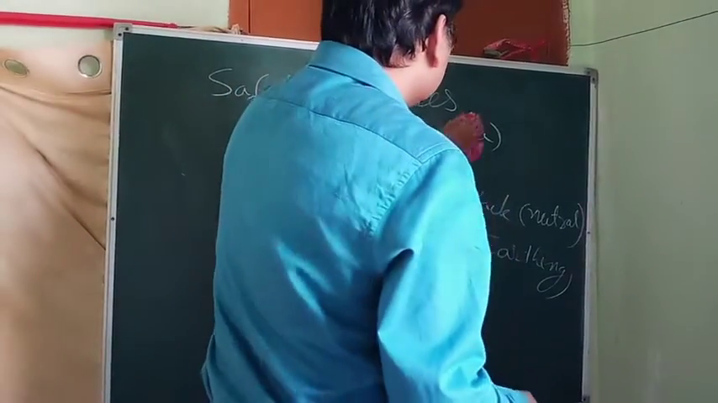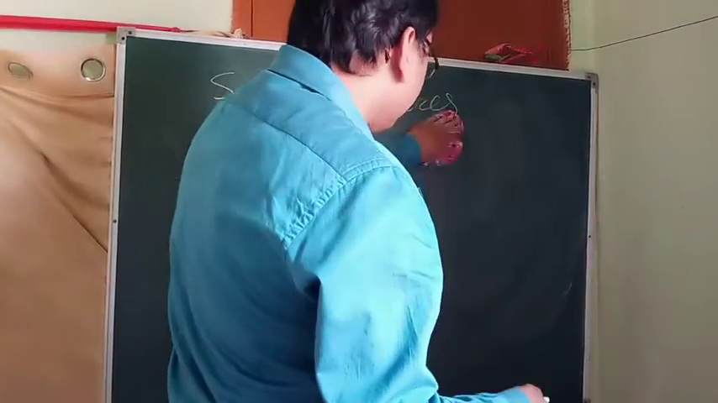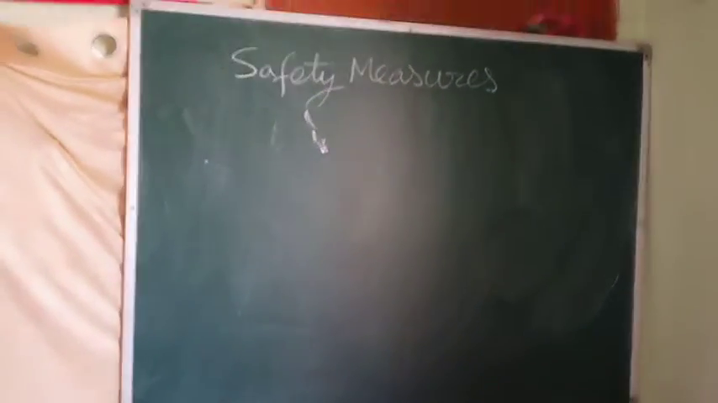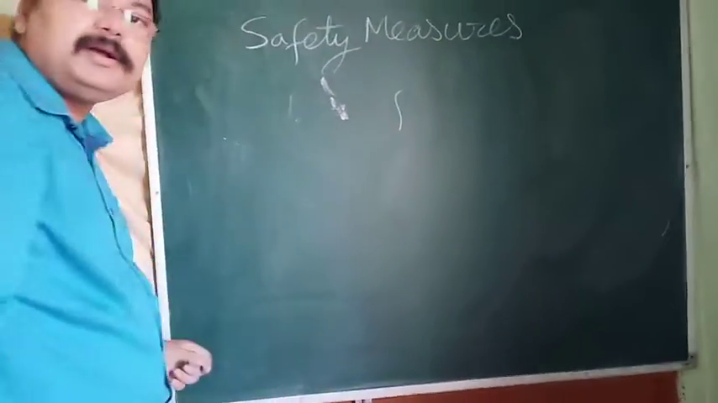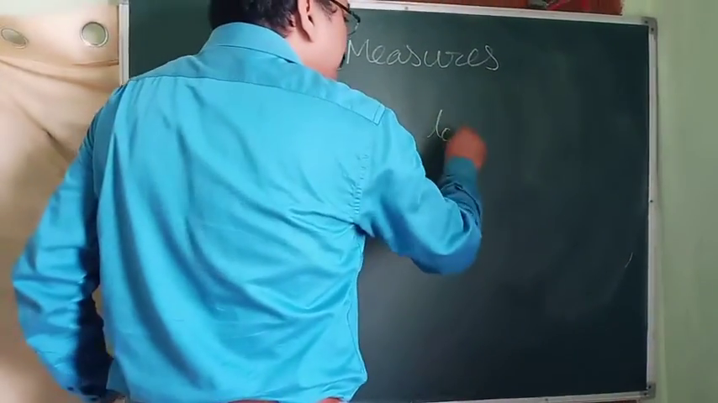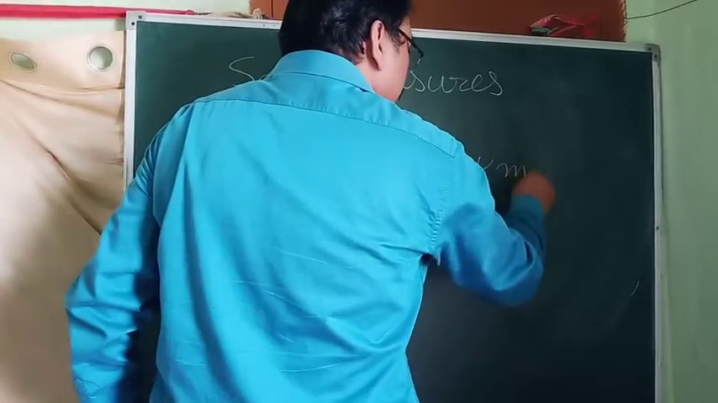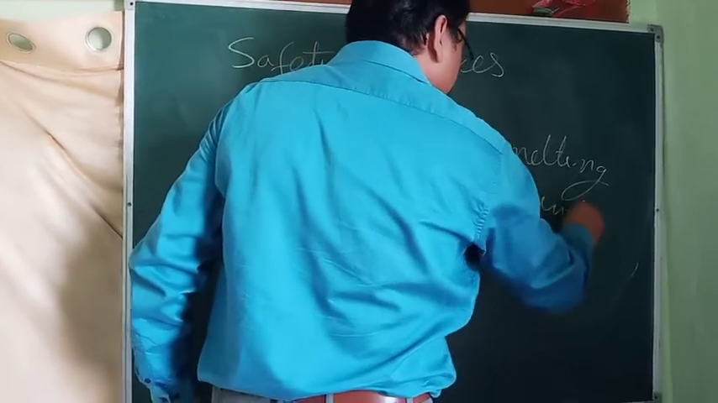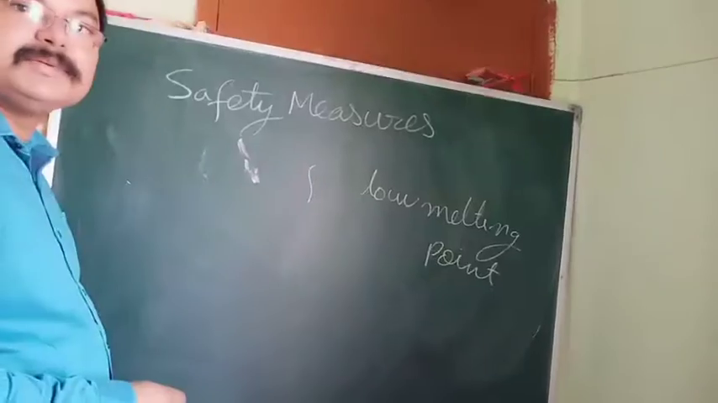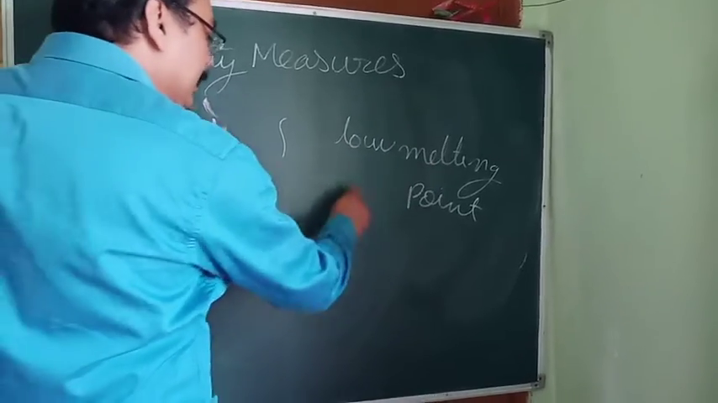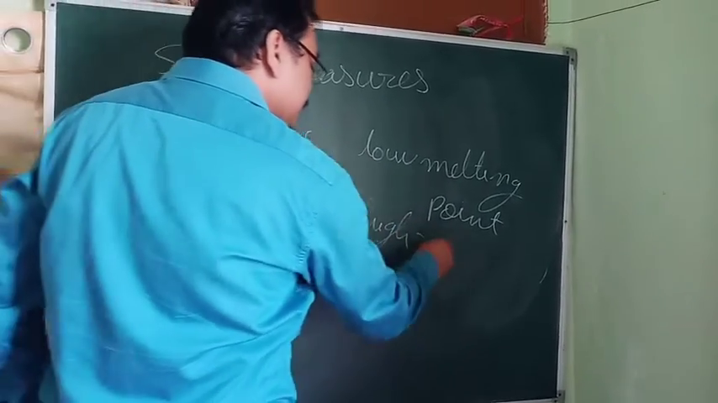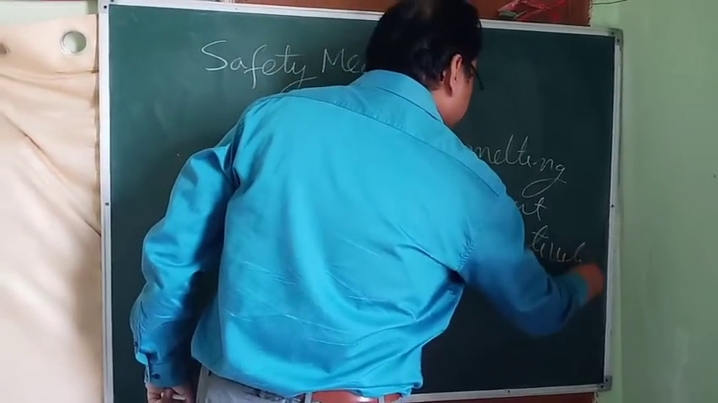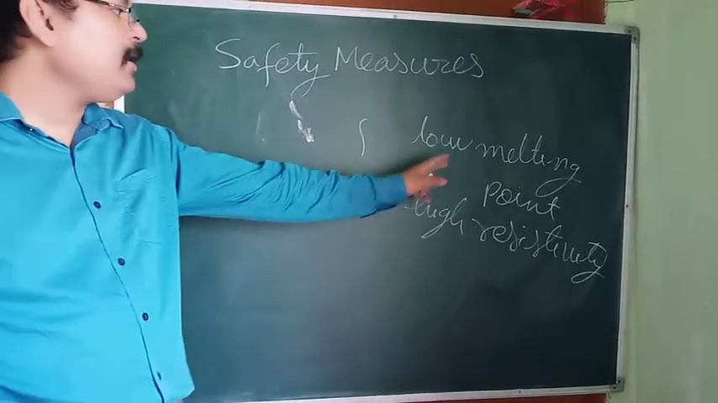You might have heard about this fuse, no? People used to say "fuse ud gaya hai". Okay, the fuse is blown off. So what is that? What is the fuse actually? Fuse is a metallic wire, which has got low melting point and high resistivity. So its resistance will be high and it has got low melting point.